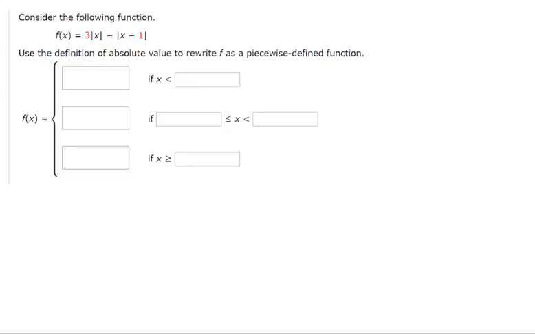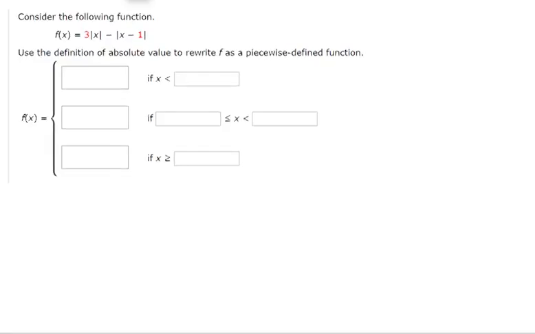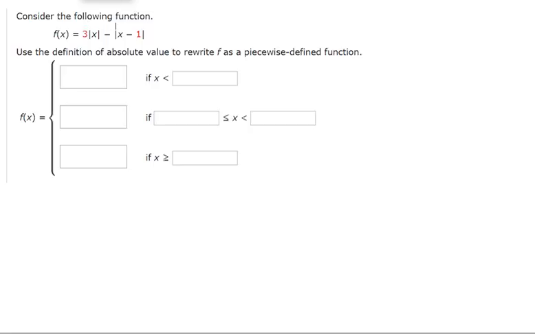So this one right here is a pretty challenging problem because we have two absolute value functions here in f of x, and we want to rewrite f of x as a piecewise defined function. So let's start with the basic definition of plain absolute value of x as a piecewise function. So it equals itself, x, if x is greater than or equal to 0, and it equals the negative of x if x is less than 0.